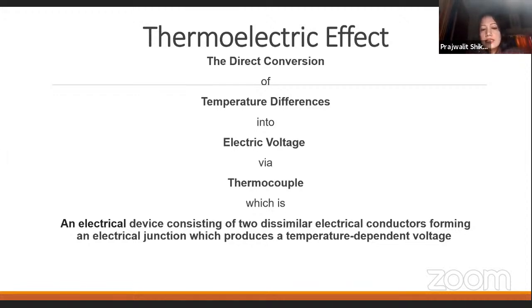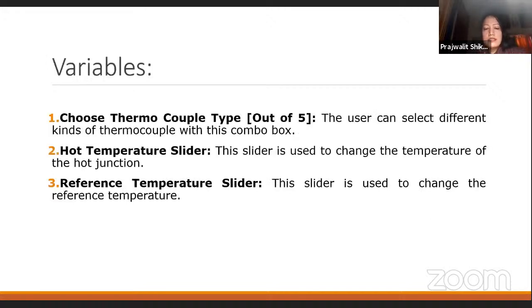So it is an electrical device which consists of two dissimilar electrical conductors, and they have two different electrical junctions which produces a temperature dependent voltage. So this is the basic theory behind performing this experiment that we have to understand or make students understand.